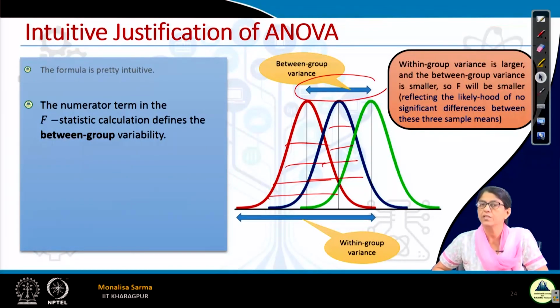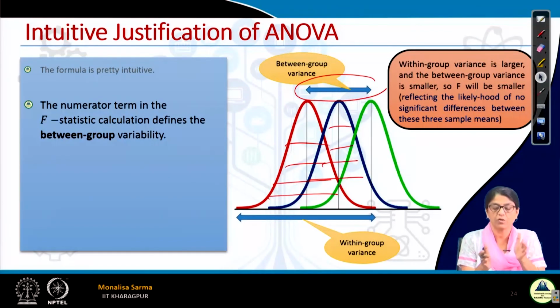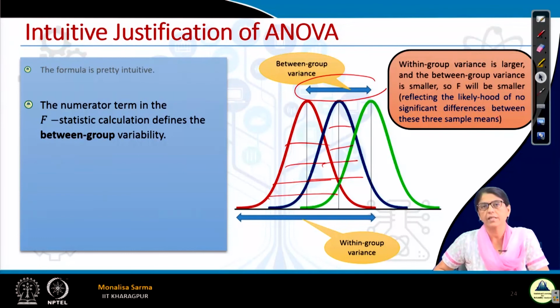So, if between group variance is smaller, then what happens? I will get a very small F value. A smaller F value means it will lie in my acceptance region. So it indicates that there is no difference between the population means of all the populations.